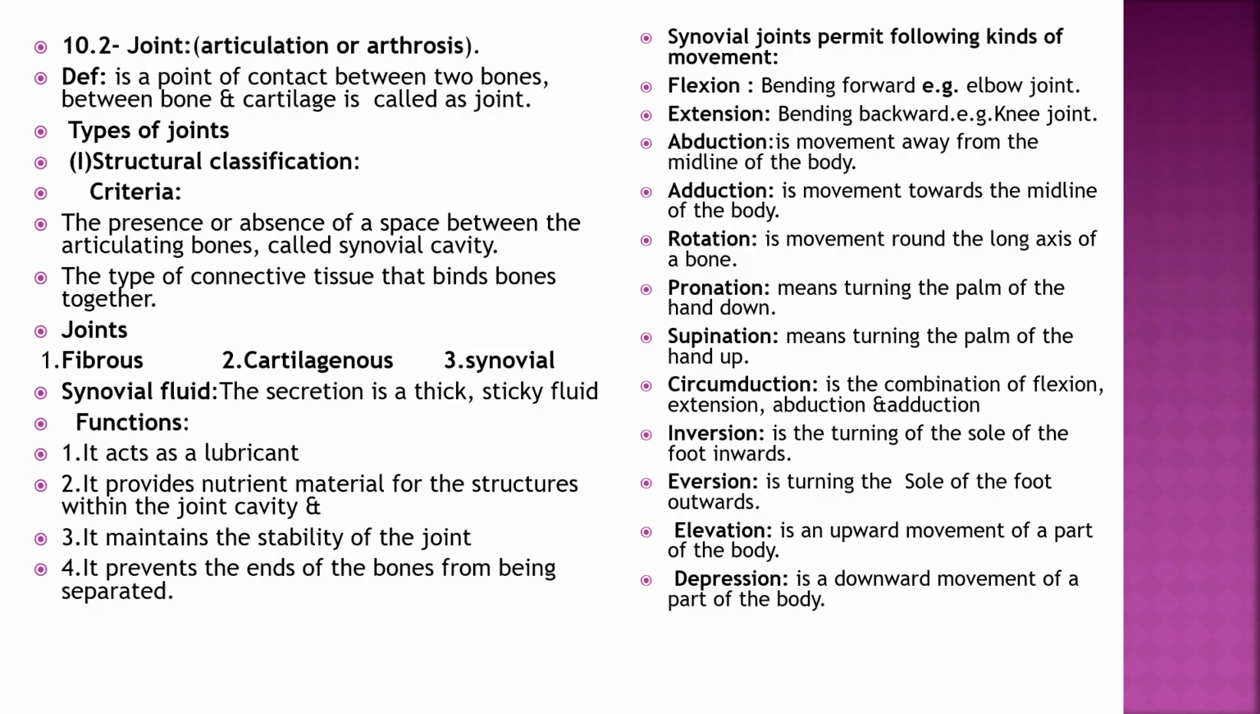Because of the joints, all upper limb movements, lower limb movements, and locomotion, that is movement of the human body from one place to another, are possible. Movements like flexion, extension, pronation, supination, eversion, neck movements, and back movements are all possible because of the joints. So this is about the skeletal system in short.